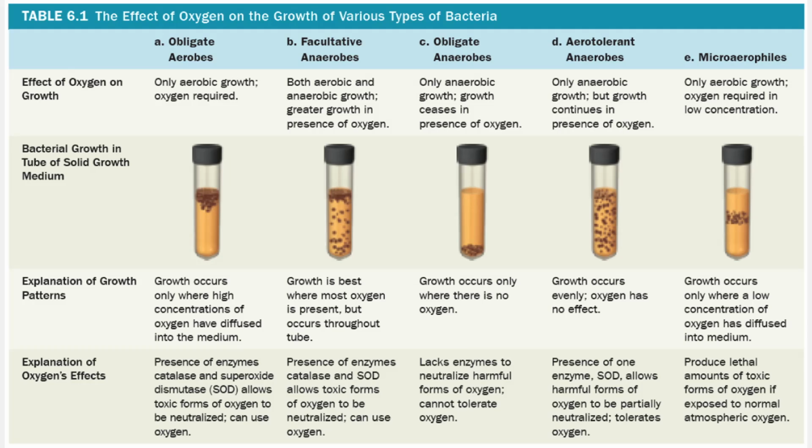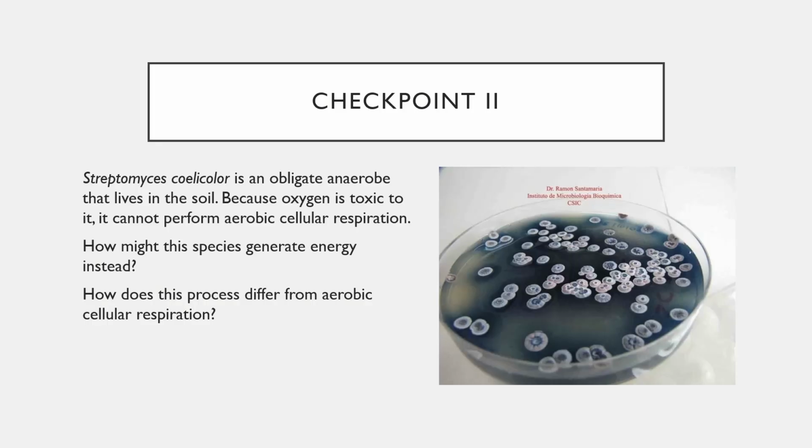So next we have a checkpoint that is going to require you to think back to our previous chapter's lecture on microbial metabolism. What you see on the plate is a species called Streptomyces silicolor. This species is an obligate anaerobe that resides in the soil. Because oxygen is toxic to it, it cannot perform aerobic cellular respiration. So tell me, how might this species generate energy instead? And how does this metabolic process that you've named differ from aerobic cellular respiration?